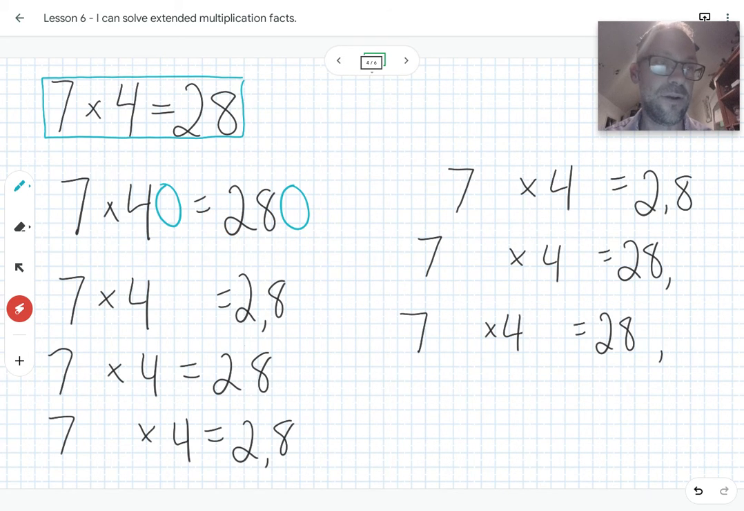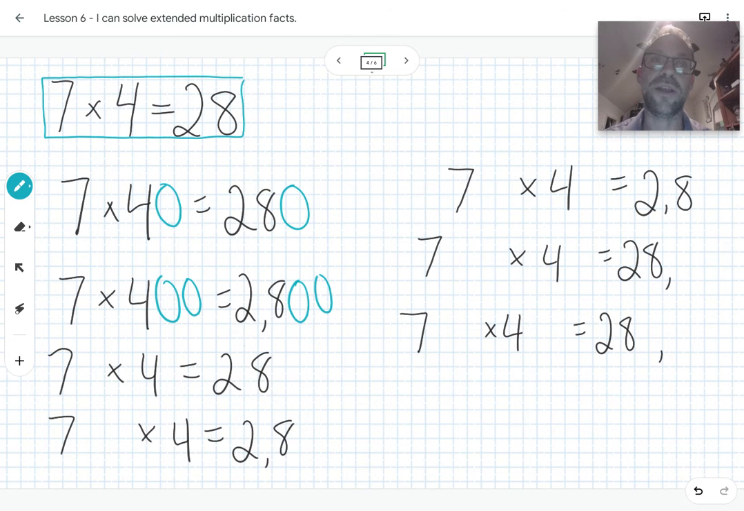Right? So how about the next problem? What if we had 7 times 400? Well, let's start by solving the basic math fact. 7 times 4 is 28. And then let's count up 1, 2, the total number of zeros in both factors combined, and add them to our product, 2,800.